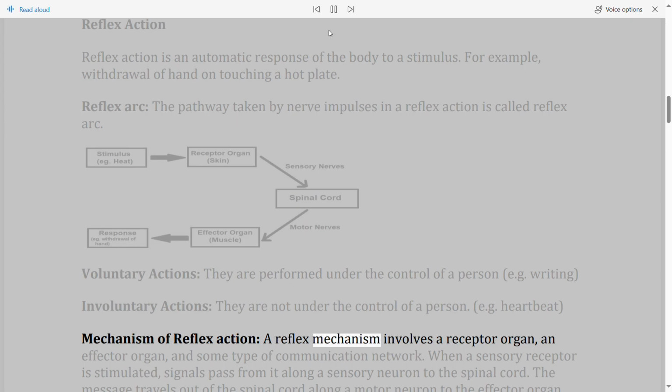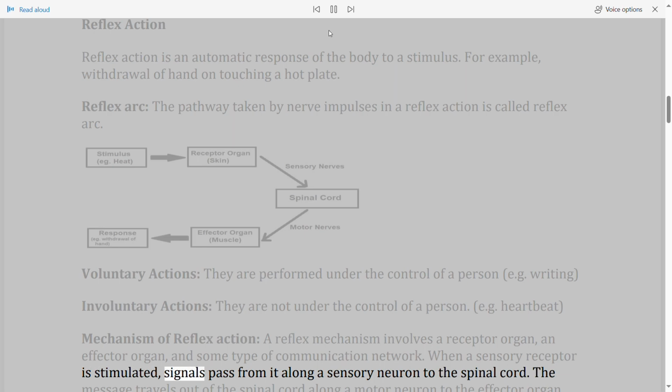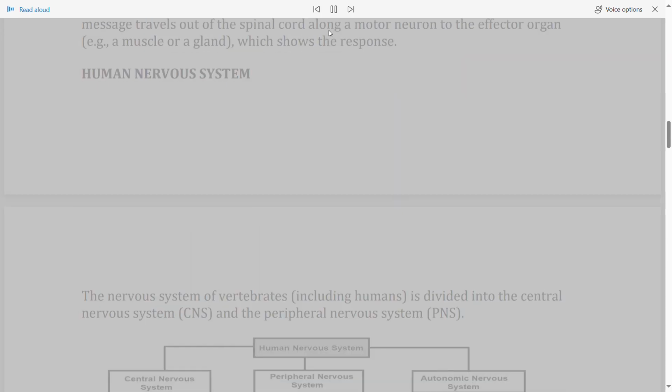Mechanism of reflex action. A reflex mechanism involves a receptor organ, an effector organ, and some type of communication network. When a sensory receptor is stimulated, signals pass from it along a sensory neuron to the spinal cord. The message travels out of the spinal cord along a motor neuron to the effector organ, example, a muscle or a gland, which shows the response.